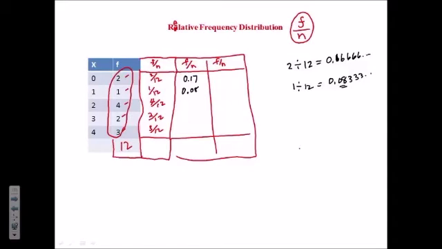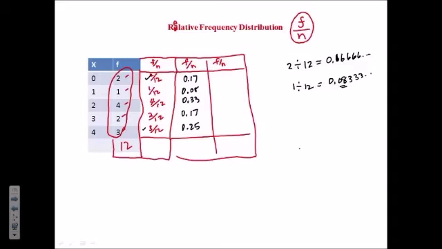4 divided by 12 is going to be 0.333 repeating. I'll round that off to 0.33. 2 divided by 12, we had that already up here, 0.17. And 3 divided by 12, that's a quarter, 1/4, or 0.25. So that's the relative frequency column in the form of a decimal.